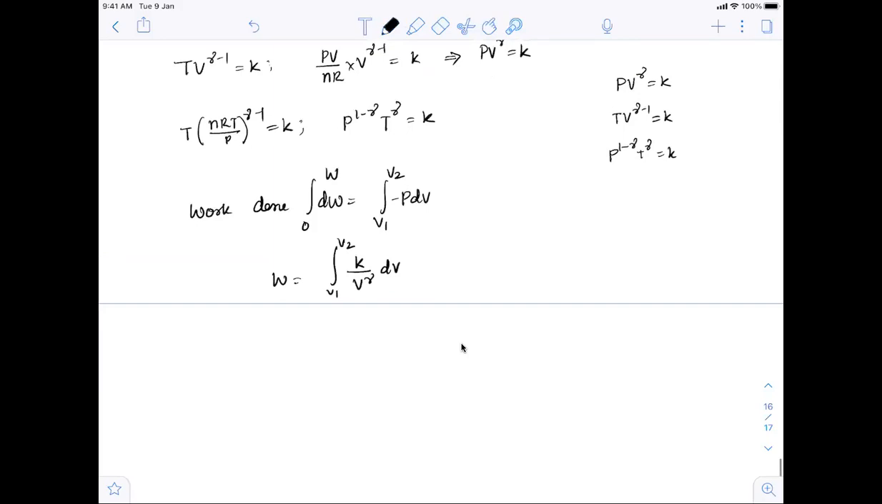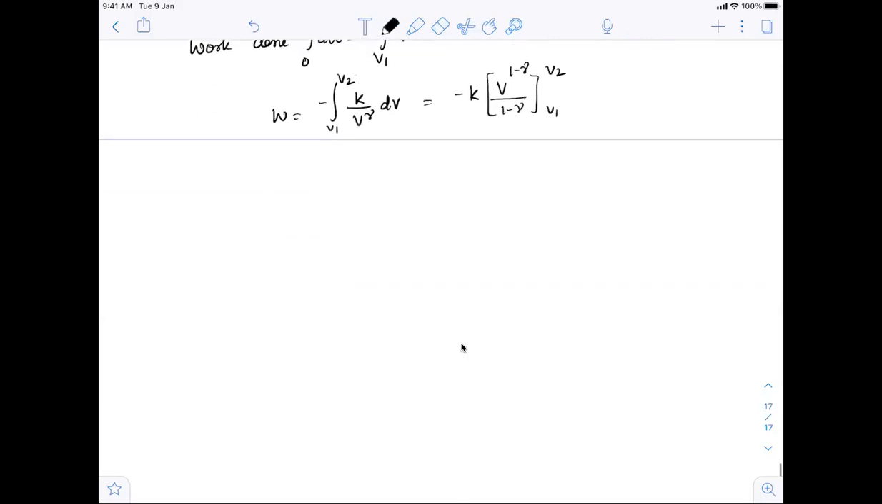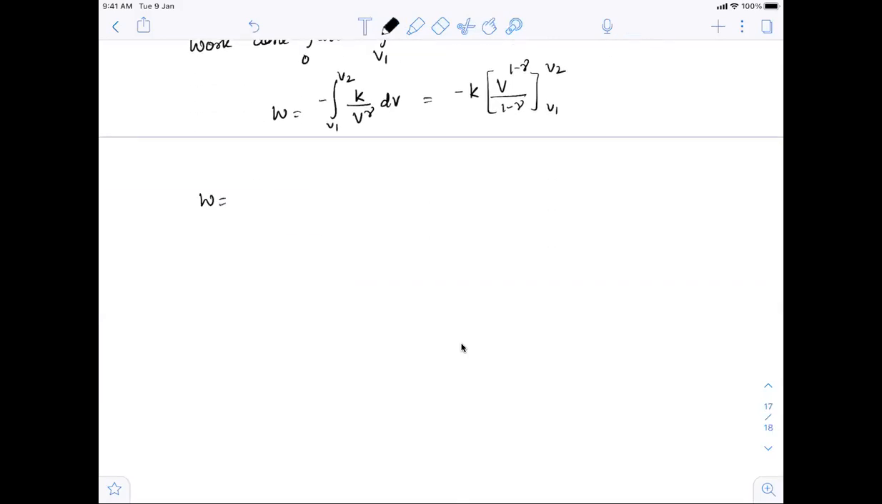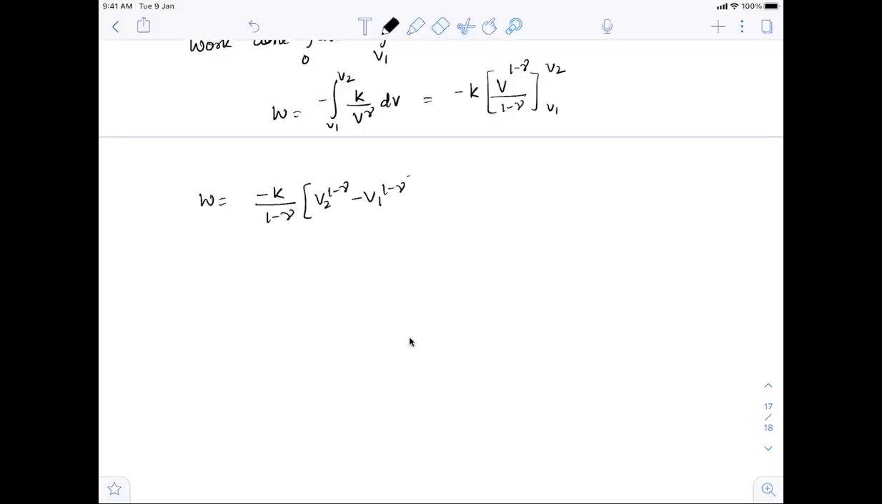If I pull that constant outside and integrate, we will get V raised to the power of 1 minus gamma divided by 1 minus gamma, whole evaluated from V1 to V2. This minus continues. So I will get work done equal to minus K by 1 minus gamma into V2 power 1 minus gamma minus V1 power 1 minus gamma. Is that clear, Beta?